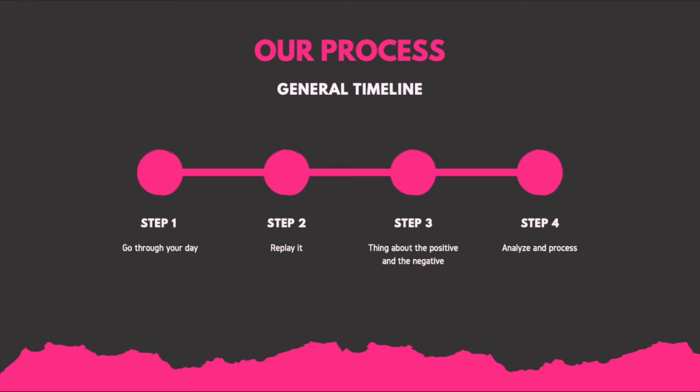Well, the process is pretty simple. It's made out of 4 different steps. 10 minutes before you go to bed and 10 minutes after you wake up, you need to go through your day. At night, go through the day you had before. Go through the positive, go through the negative. Be aware of everything that happened and classify them, whether they're positive or negative.